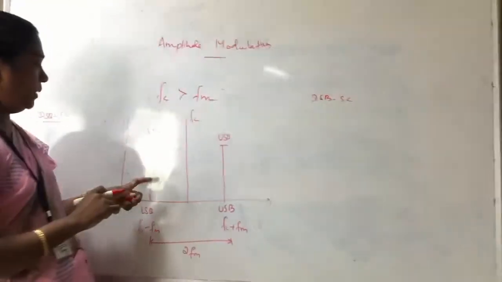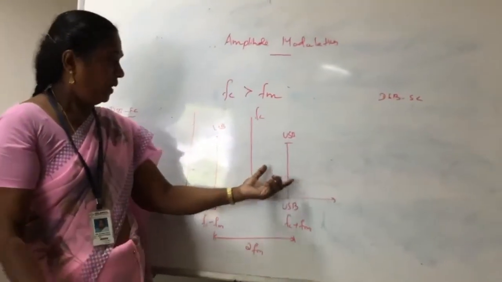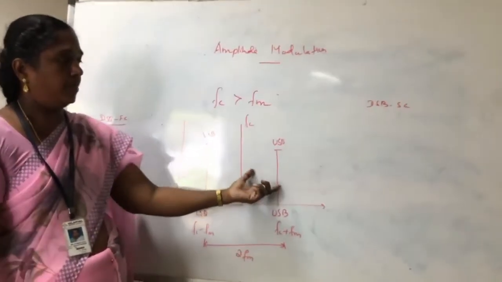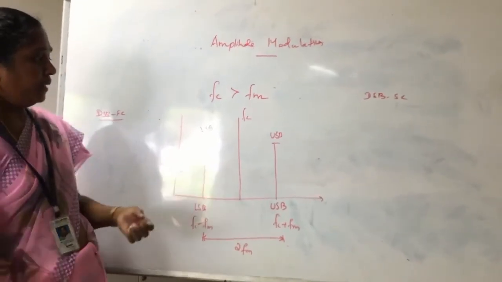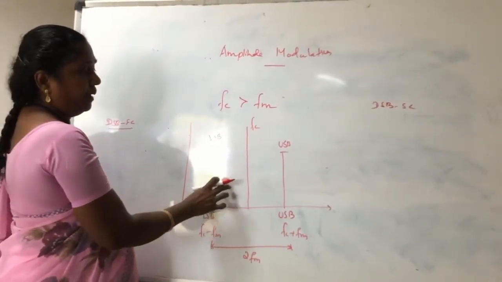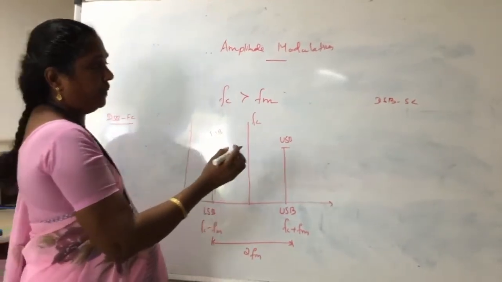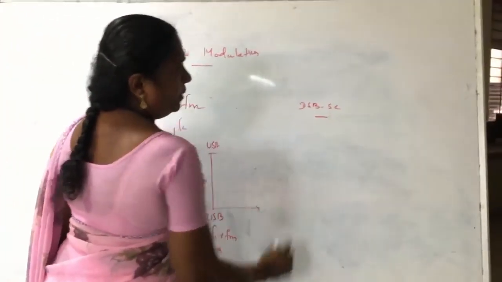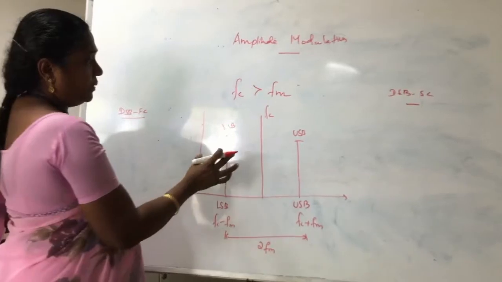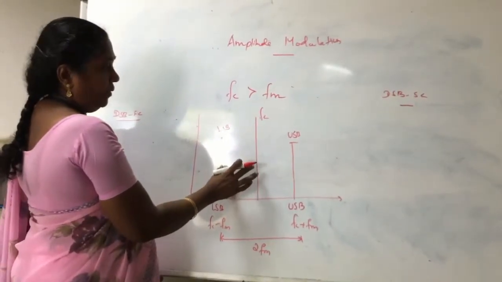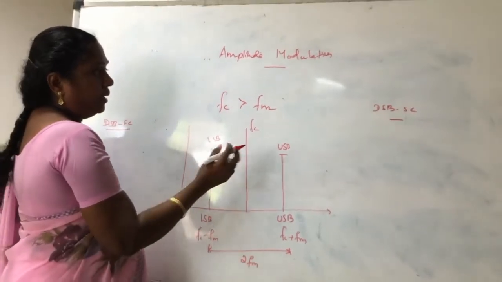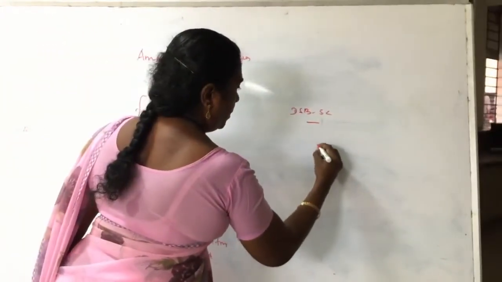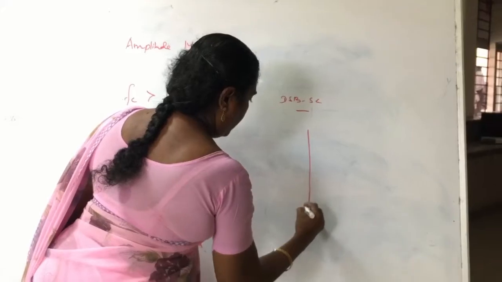Whether it may be LSB or USB, both the sidebands carry the same information. So if we send the same information through the transmitter, a wastage of power is possible. To overcome the wastage of power, we may go for double sideband suppressed carrier. Okay. By suppressing the carrier and one of the sidebands, we are able to pass the same information. So it consists of only either LSB or USB.